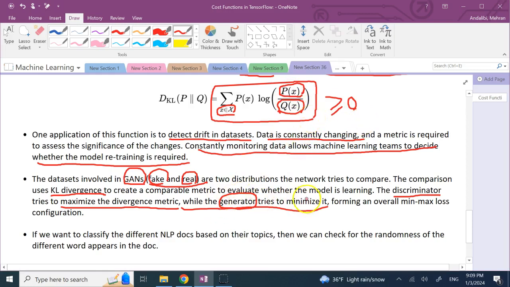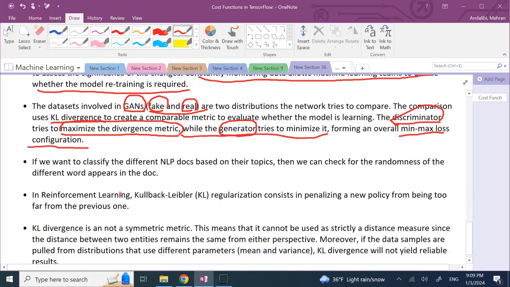The generator network tries to minimize it so they are not distinguishable from each other. The discriminator network tries to maximize it so it can detect the fake from the real one. And then in order for both of them to work, you need a min-max loss configuration using the KL divergence.